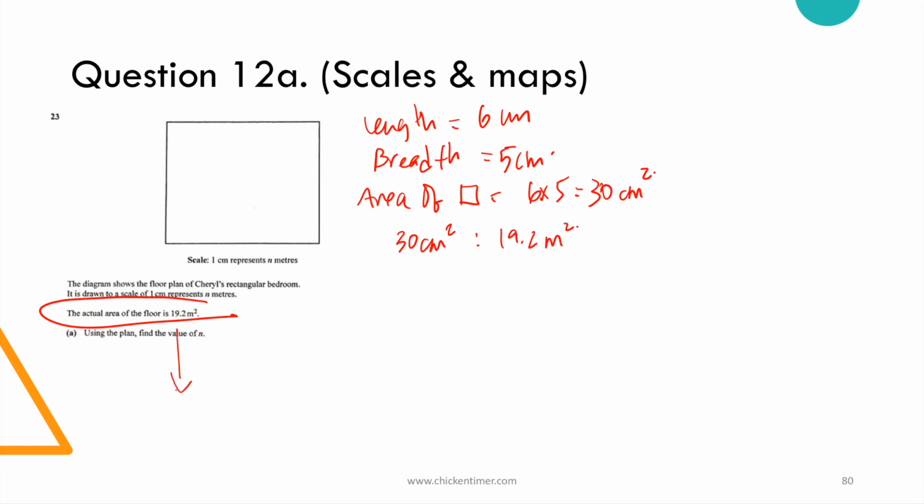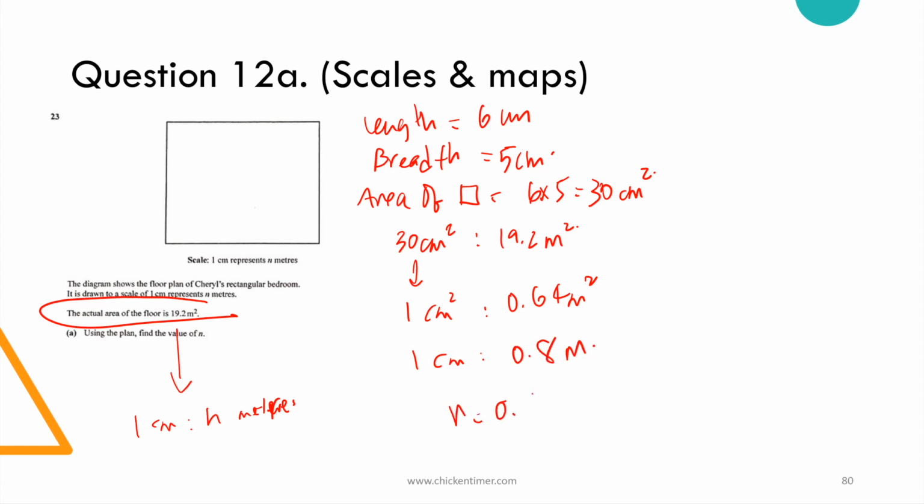So I want to find out what n is. I will first find out 1 square centimeter. I divide by 30, take the square root, and I'll get 0.8. So n will be 0.8 meters.